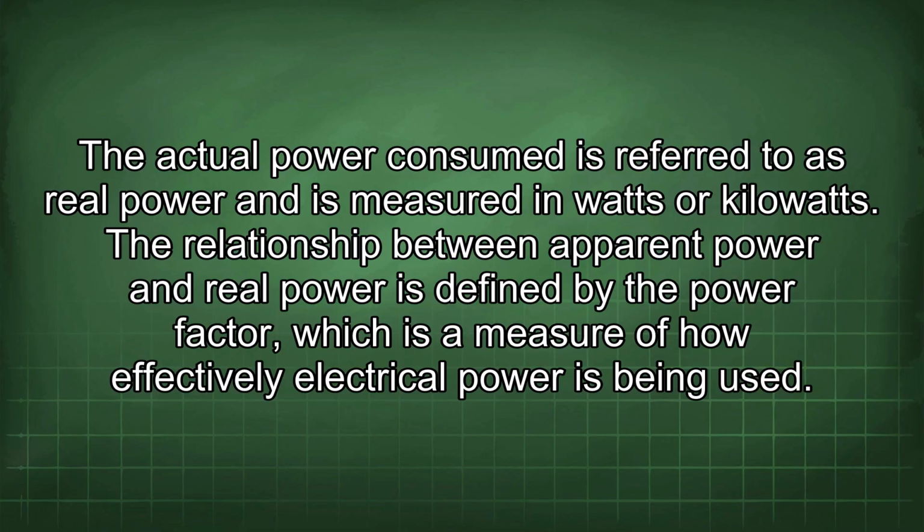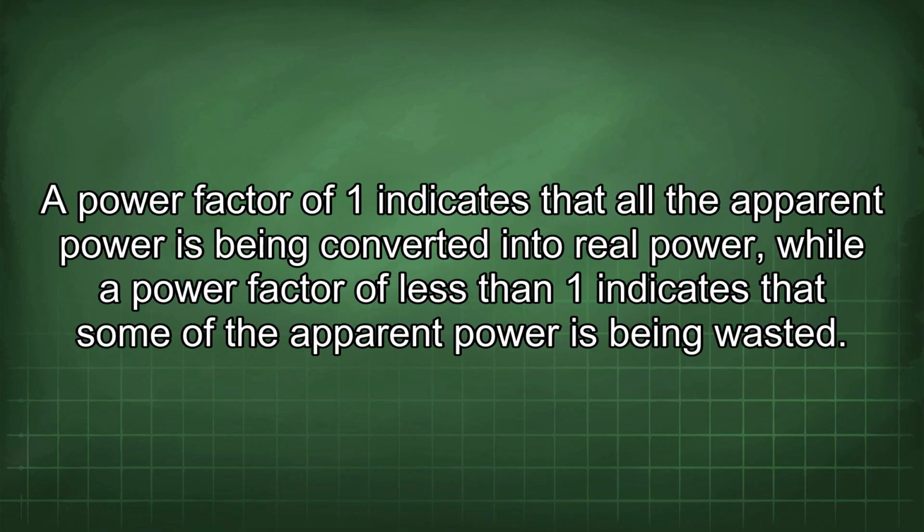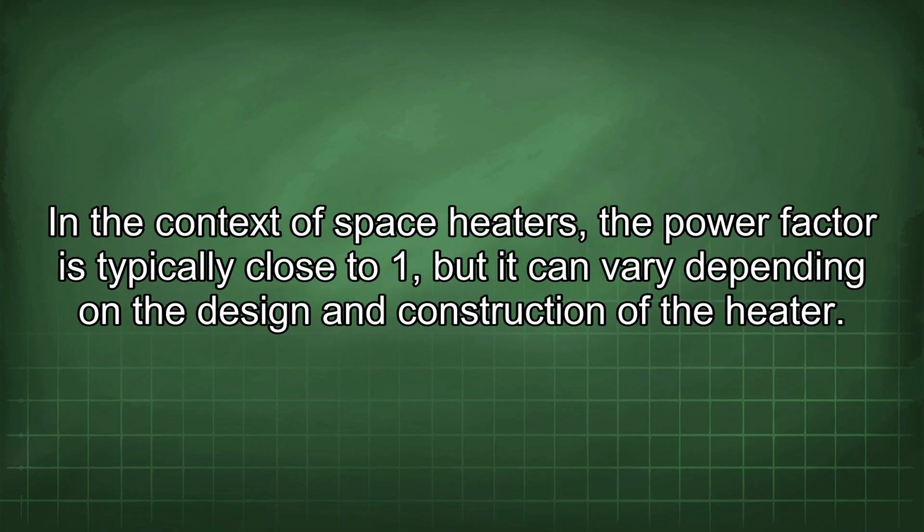The relationship between apparent power and real power is defined by the power factor, which is a measure of how effectively electrical power is being used. A power factor of 1 indicates that all the apparent power is being converted into real power, while a power factor of less than 1 indicates that some of the apparent power is being wasted. In the context of space heaters, the power factor is typically close to 1, but it can vary depending on the design and construction of the heater.